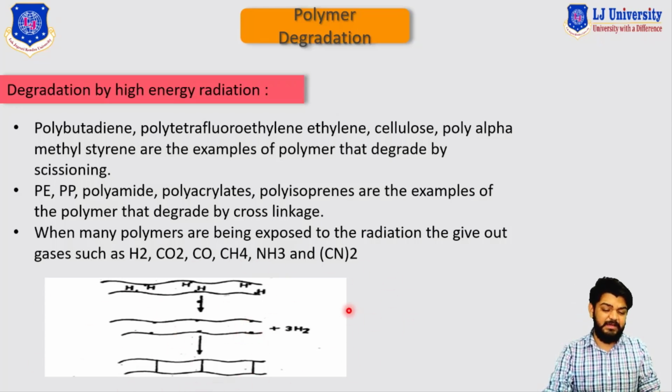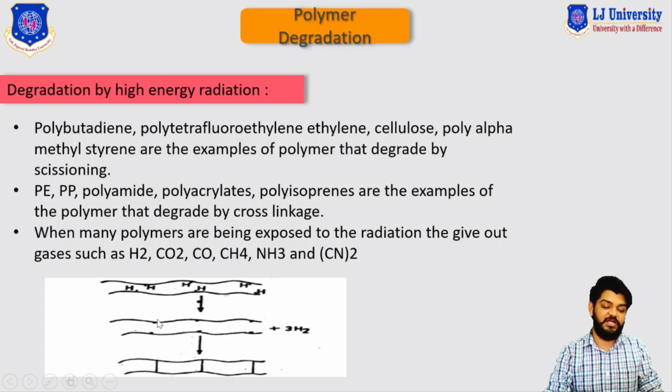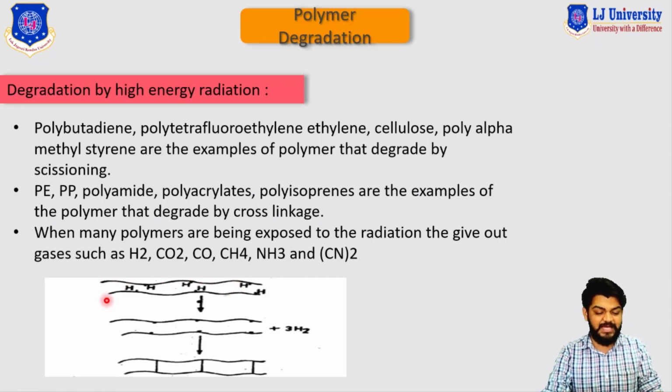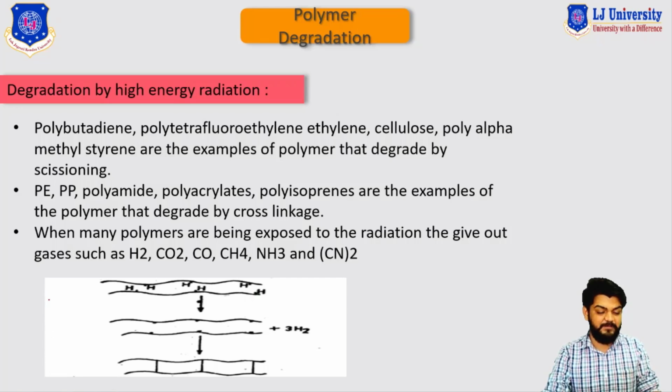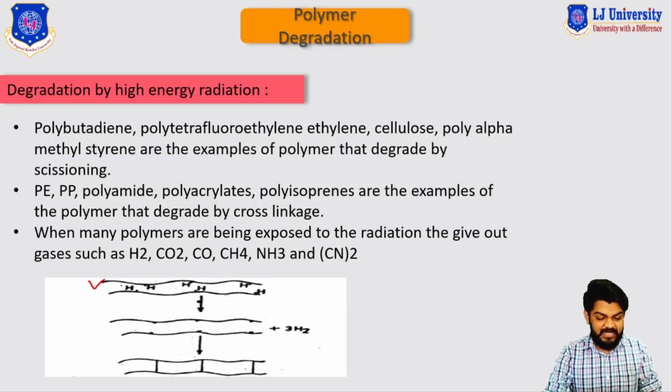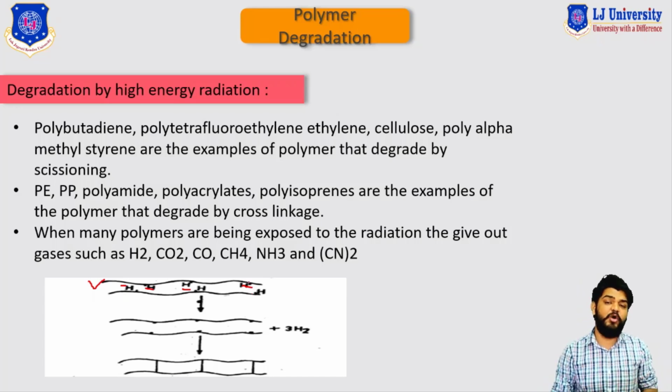This particular image explains the cross linkage type of high energy radiation degradation, in which I have taken the example of polypropylene, right? And let me just take a pen here. This particular polymer is polypropylene, which I have represented by these waves. And these are the hydrogen atoms connected on the polypropylene molecules, right? So when we apply high energy radiation, this hydrogen bond will break up and a free radical will be generated on this particular carbon.